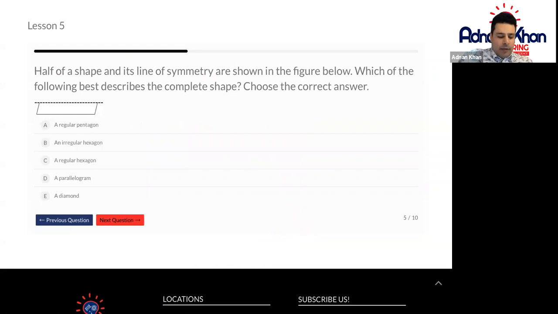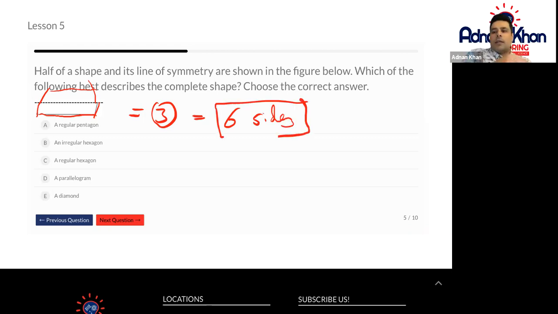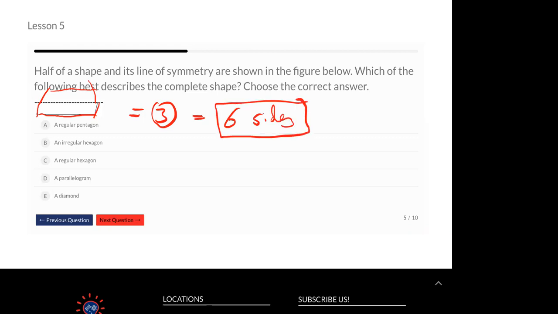Let's move on to question number 5. Question number 5: half of the shape and its line of symmetry are shown in the figure below. Which of the following best describes the complete shape? Now, let's have a look at how many sides are in the shape, first of all. So we have 1, 2, 3. If you were to, for example, complete the rest of the shape like this, just as a very rough example, then we will have 6 sides in total.